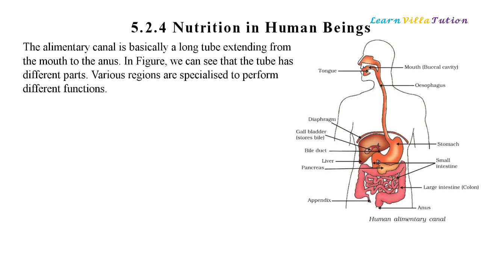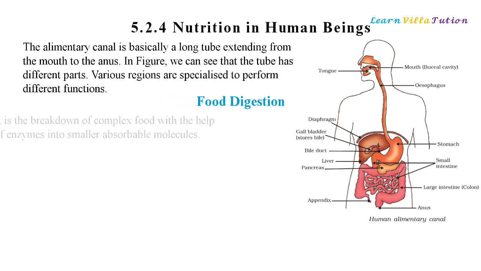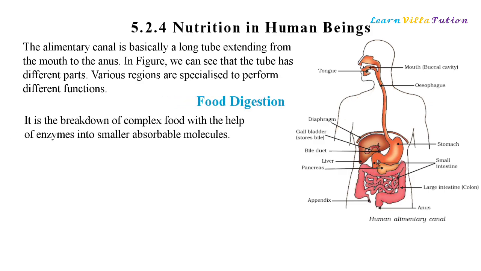Nutrition in human beings. The alimentary canal is basically a long tube extending from the mouth to the anus. In the figure, we can see that the tube has different parts. Various regions are specialized to perform different functions. Food digestion is the breakdown of complex food with the help of enzymes into smaller absorbable molecules.